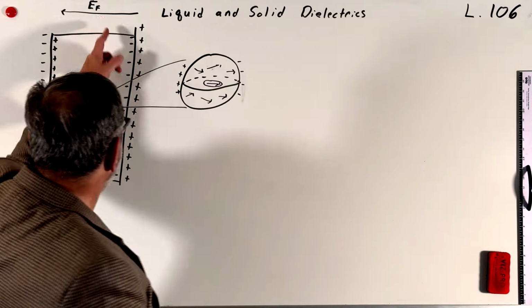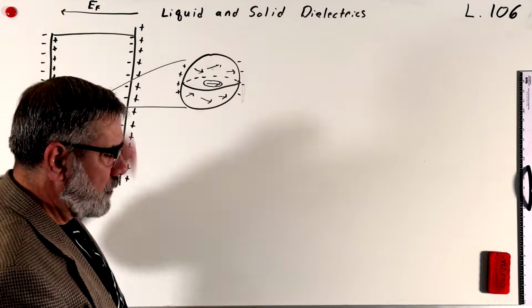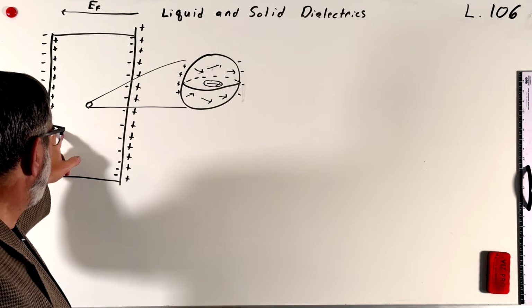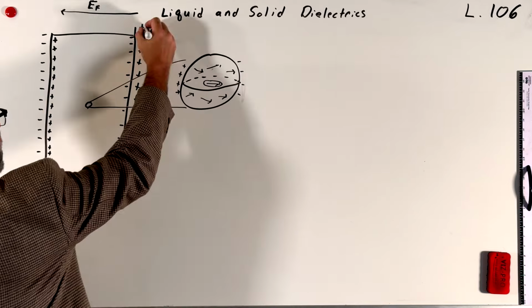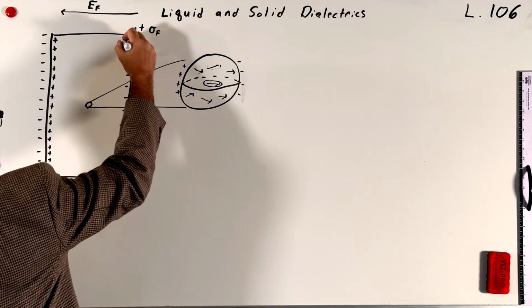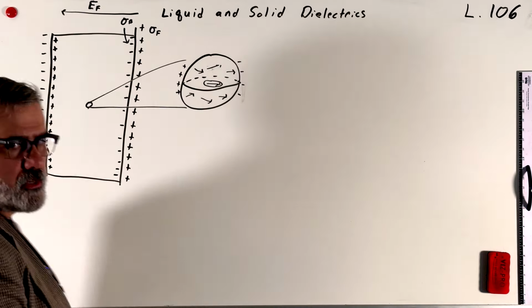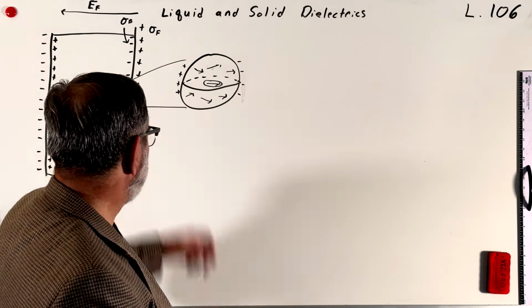It'll be the electric field from the free charges minus the electric field from the polarization charge, right? I think we call this sigma sub free, whereas over here, this we call sigma sub bound. That's the bound charge density and the free charge density.